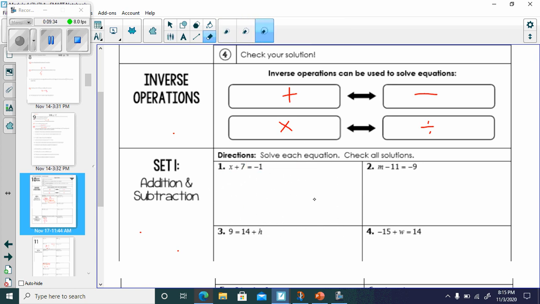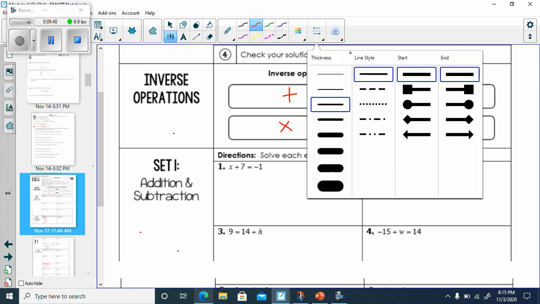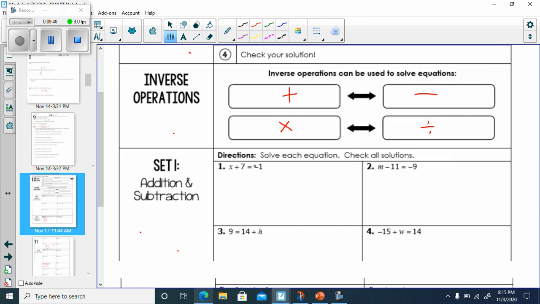This is the first one on the page. X plus 7 equals negative 1, right? If I look at the equal sign on both sides, this is as simple as it gets, X and 7. I can't do anything with the X and the 7 because this is 1X and this is just numbers. I can't combine them. It's like apples and oranges. Okay, this is as simple as it gets.